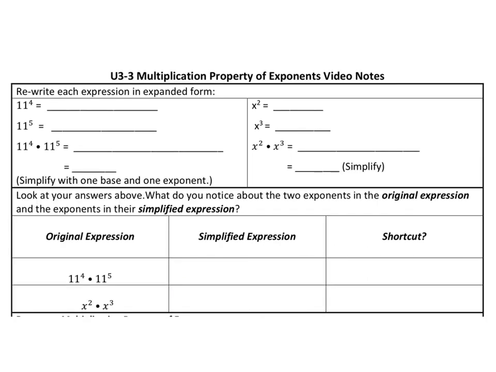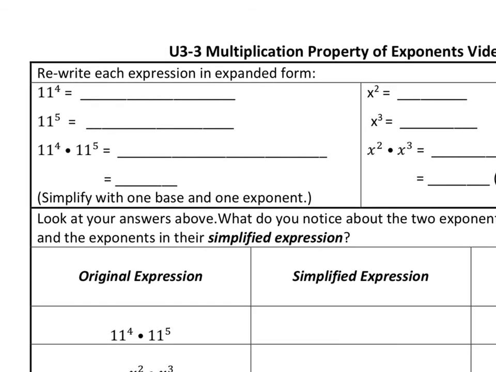Okay, so we're going to rewrite each expression in expanded form. And if you remember from our first set of video notes, expanded form just means to write it out as a list of factors. So 11 to the fourth is 11 times 11 times 11 times 11. The base tells me what number I'm multiplying, and the exponent tells me how many times I multiply that number by itself. 11 to the fifth, again, the base is 11, and I need it 5 times. So 1, 2, 3, 4, 5.